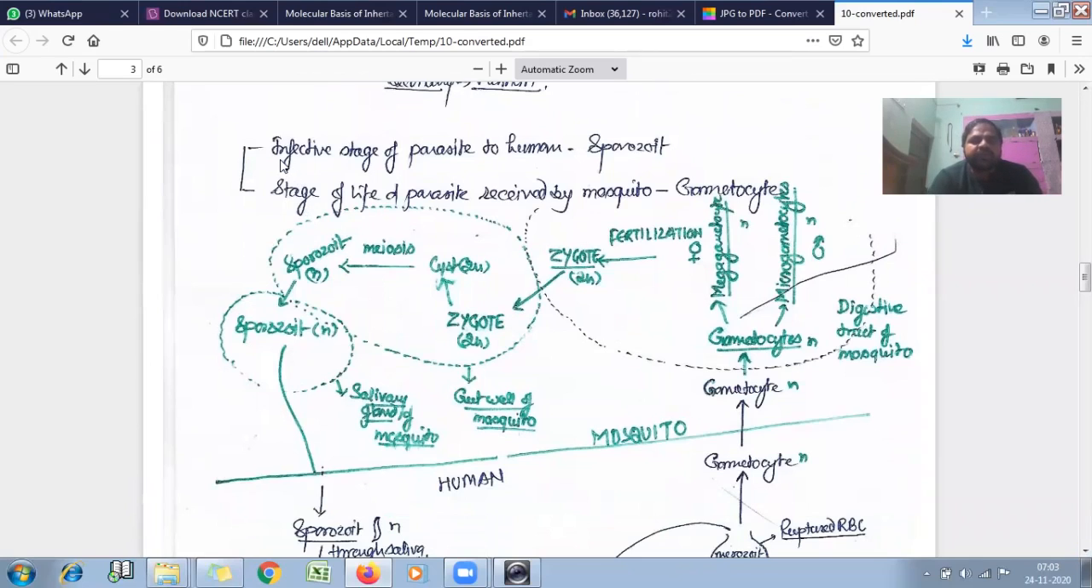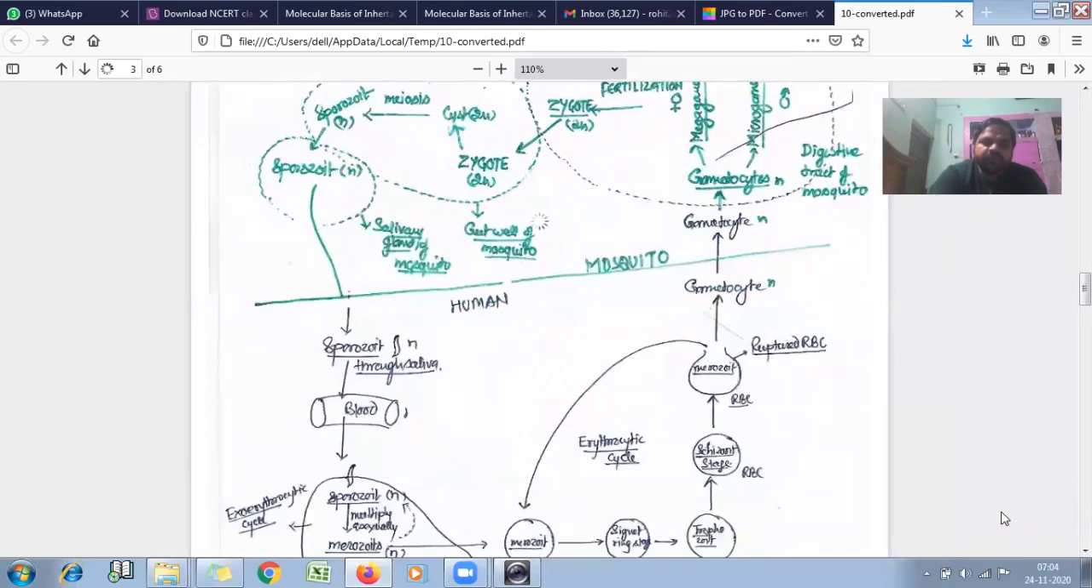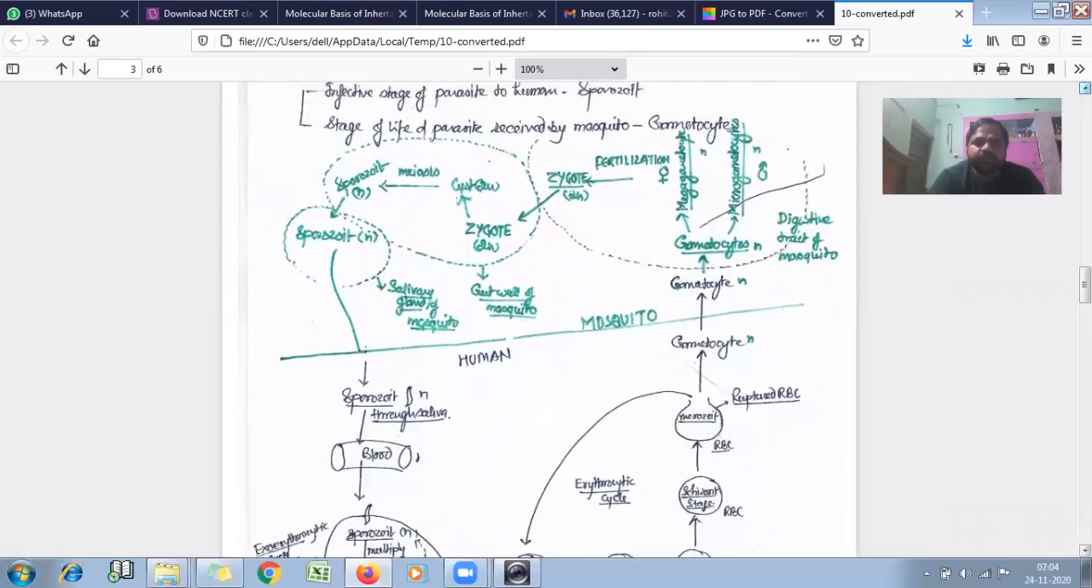The infective stage of the parasite to humans is the sporozoite. It means the sporozoite is the stage which causes infection to the human being, and the stage of the parasite which is received by the mosquito from the human is the gametocyte. So we will see how this parasite is transmitted from human to mosquito and from mosquito to human.